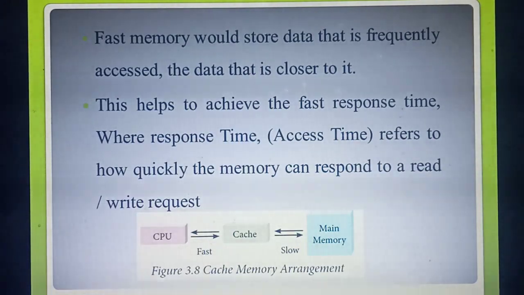See the diagram. Whatever you type from the keyboard goes to the CPU. If it had to go directly to the main memory, in between the main memory and the CPU there is the cache memory. Data given from the cache memory to the CPU is fast. Getting data from the cache memory to main memory is slow.